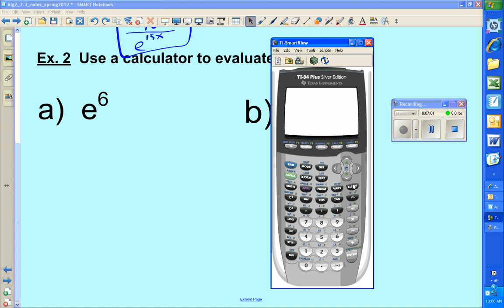So if we did e to the 6th, that's not e to the 6th, we want e to the 6th. You should get 403.429. You didn't get it? Wait, what would you, if you have to round it? Yeah, that would be good. What did you get when you rounded it? 403.429. I mean, when you round it.